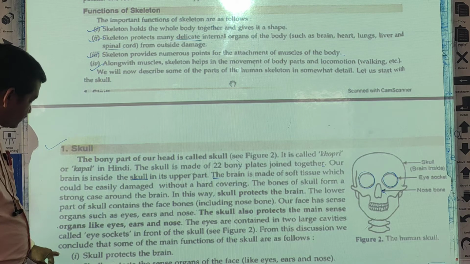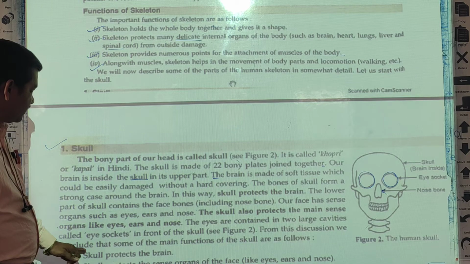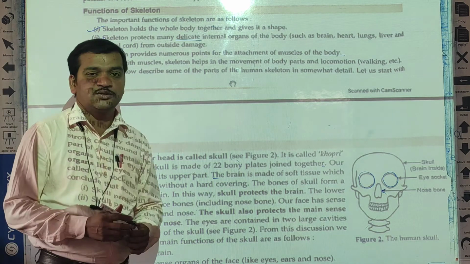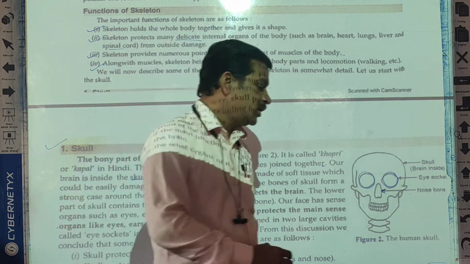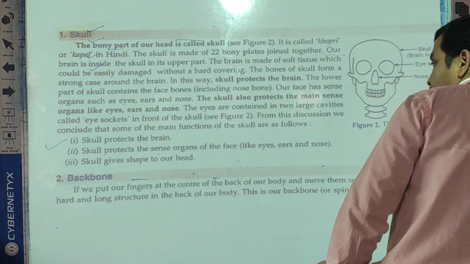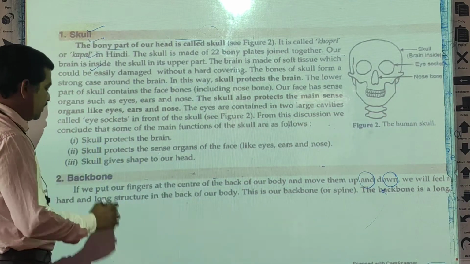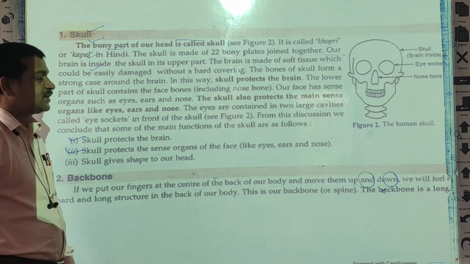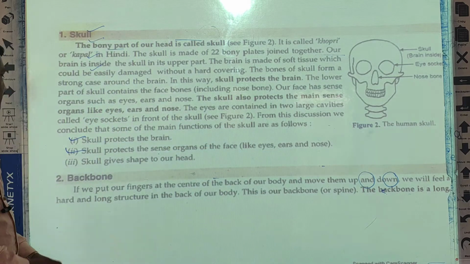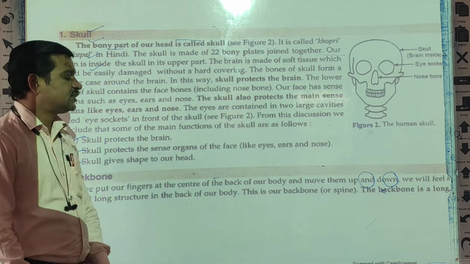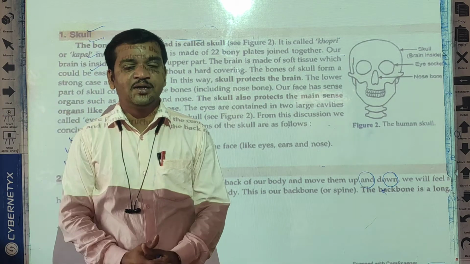From this discussion, we can conclude the main functions of the skull. So what are the main functions of the skull? First, the skull protects the brain, which you already know. Second, the skull protects our sense organs like eyes, ears, and nose. And next, the skull gives shape to our head. Whatever shape our head has is because of our skull.